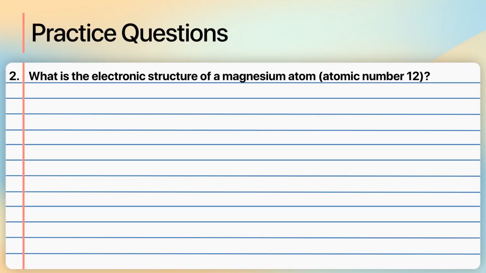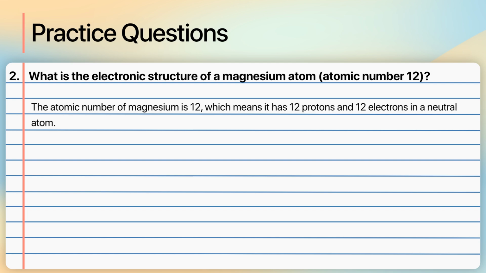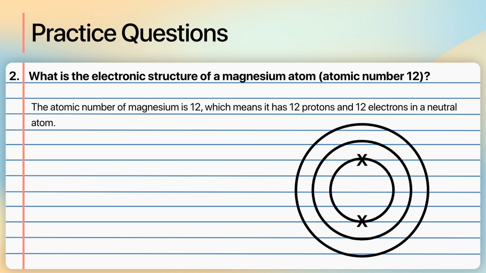Now for question 2. What is the electronic structure of a magnesium atom, atomic number 12? The atomic number of magnesium is 12, which means it has 12 protons and 12 electrons in a neutral atom. Therefore, we place the first 2 electrons in the first shell. The next 8 electrons go into the second shell, and the remaining 2 electrons go into the third shell. So the electronic structure of magnesium is 2-8-2.